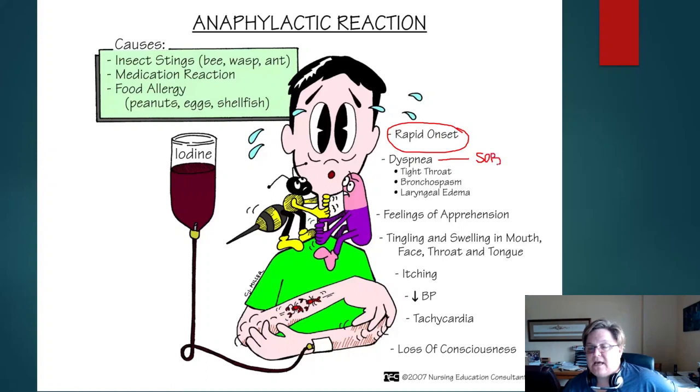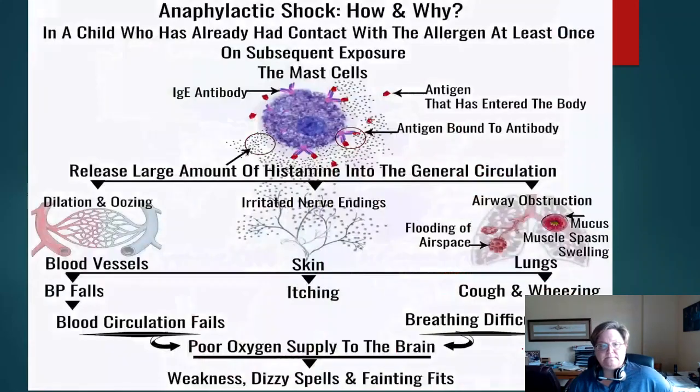Their throat may feel tight. They may have bronchospasms, coughing. They could have laryngeal edema, just what it says, edema at the larynx. They'll feel apprehensive, scared, nervous, unsure. They may have swelling in the mouth, face, throat, or tongue, and itching. And then these symptoms are real severe and are leading towards anaphylactic shock, decreased blood pressure, tachycardia, and loss of consciousness. We'll talk more about that next.